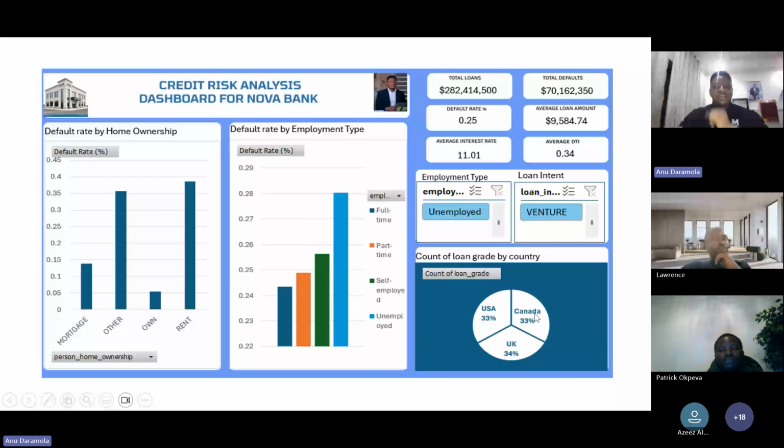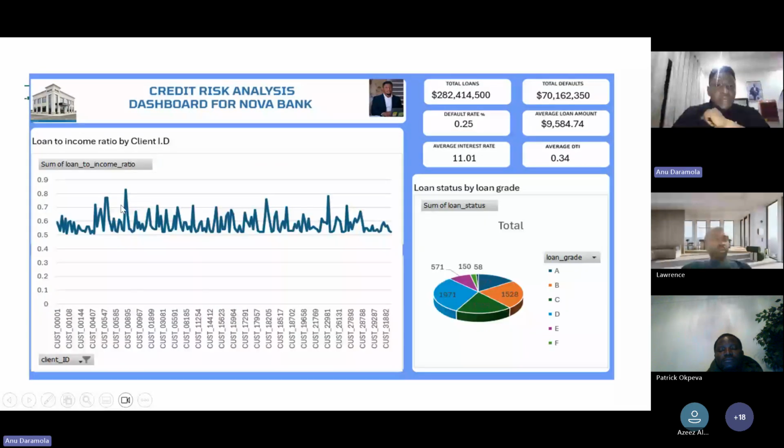All right, then what I have here is talking about the sum of loan to income ratio. I know Mr. Lawrence is going to say something here. However, this is the best I think I could get in the particular time I have.